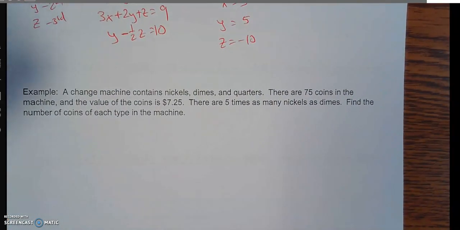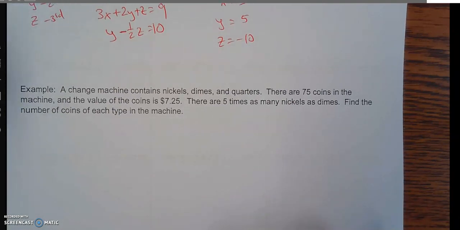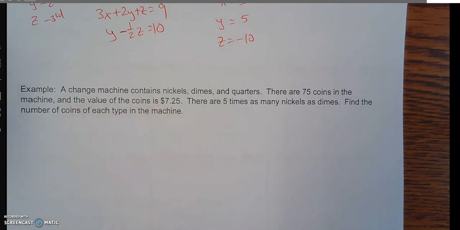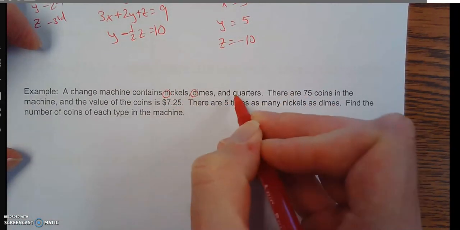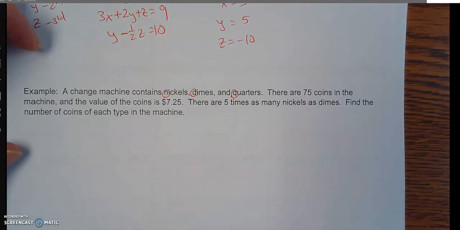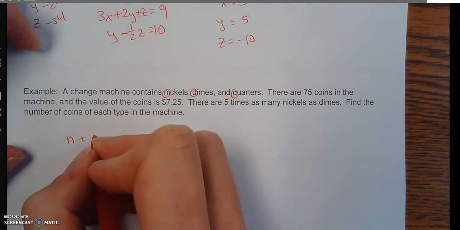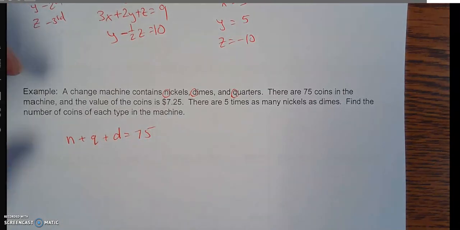Okay, a change machine contains nickels, dimes, and quarters. There are 75 quarters in the machine. That has nothing to do with value. And the value of the coins is 725. That does have to do with value. So you've got two equations right there you could write. If you want to, you could even use N, D, and Q instead of x, y, and z on this one. It really doesn't matter how you do it. It's up to you. But there are 75 coins: the number of nickels plus the number of quarters plus the number of dimes is 75 coins.